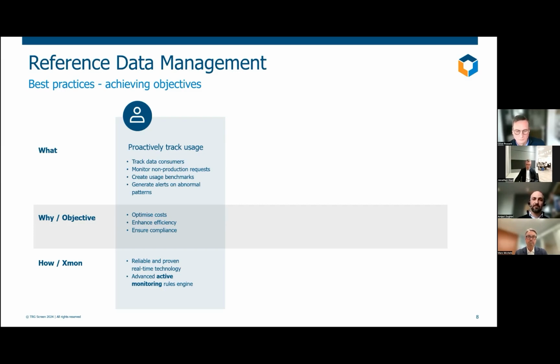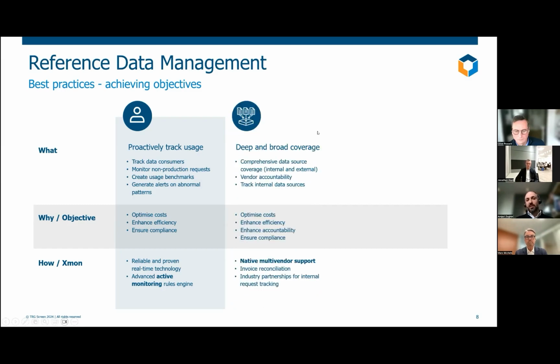The next principle here is making sure that we don't just cover one particular data source or one particular data vendor. It's important to be very detailed in the vendors that we provide, but focus also on the wider aspect of things. So be as comprehensive as we can. This helps us make sure everybody's accountable, potentially even helps us track data consumption within the organization itself to help us reduce our spend, enhance the efficiency, accountability, and ensure compliance of usage of data within the organization.